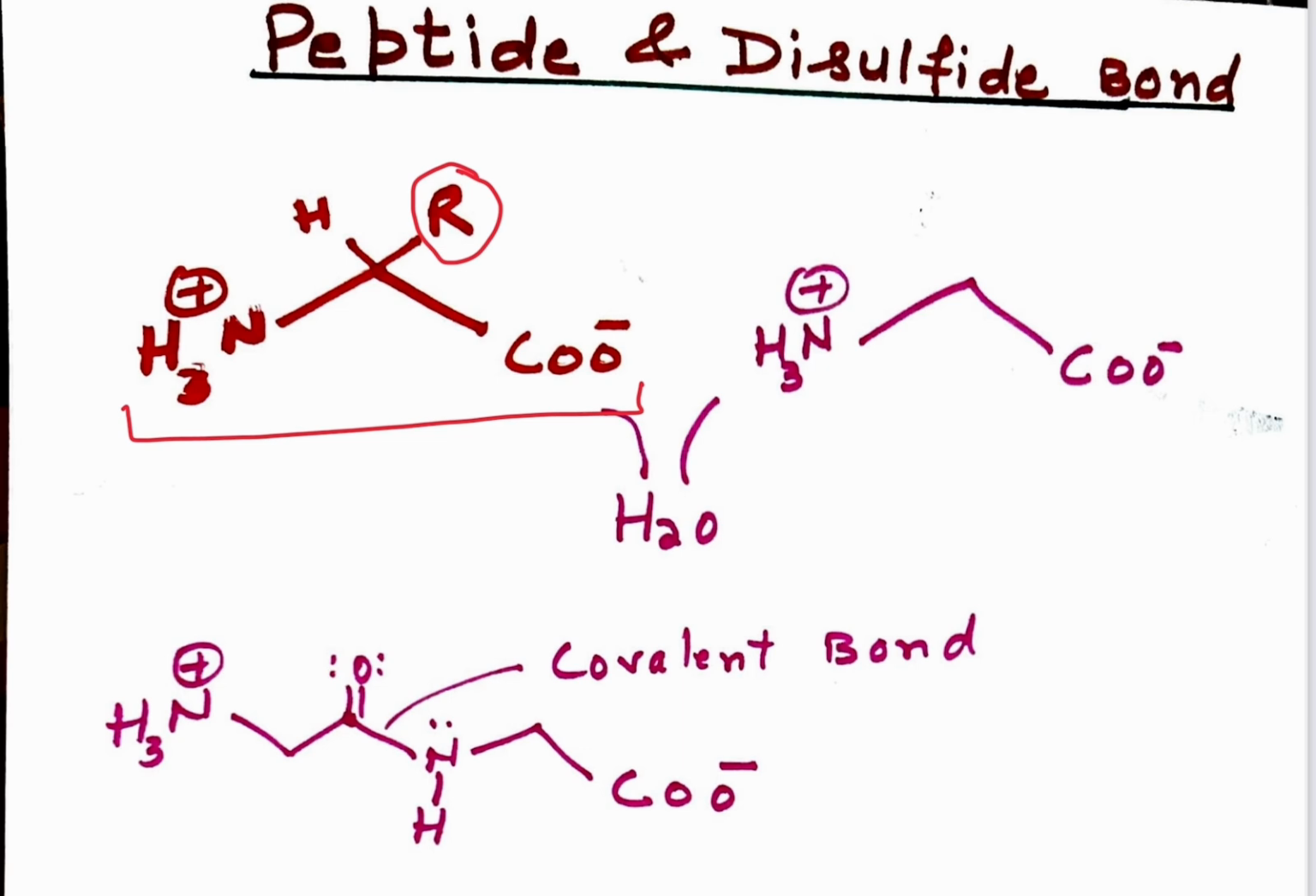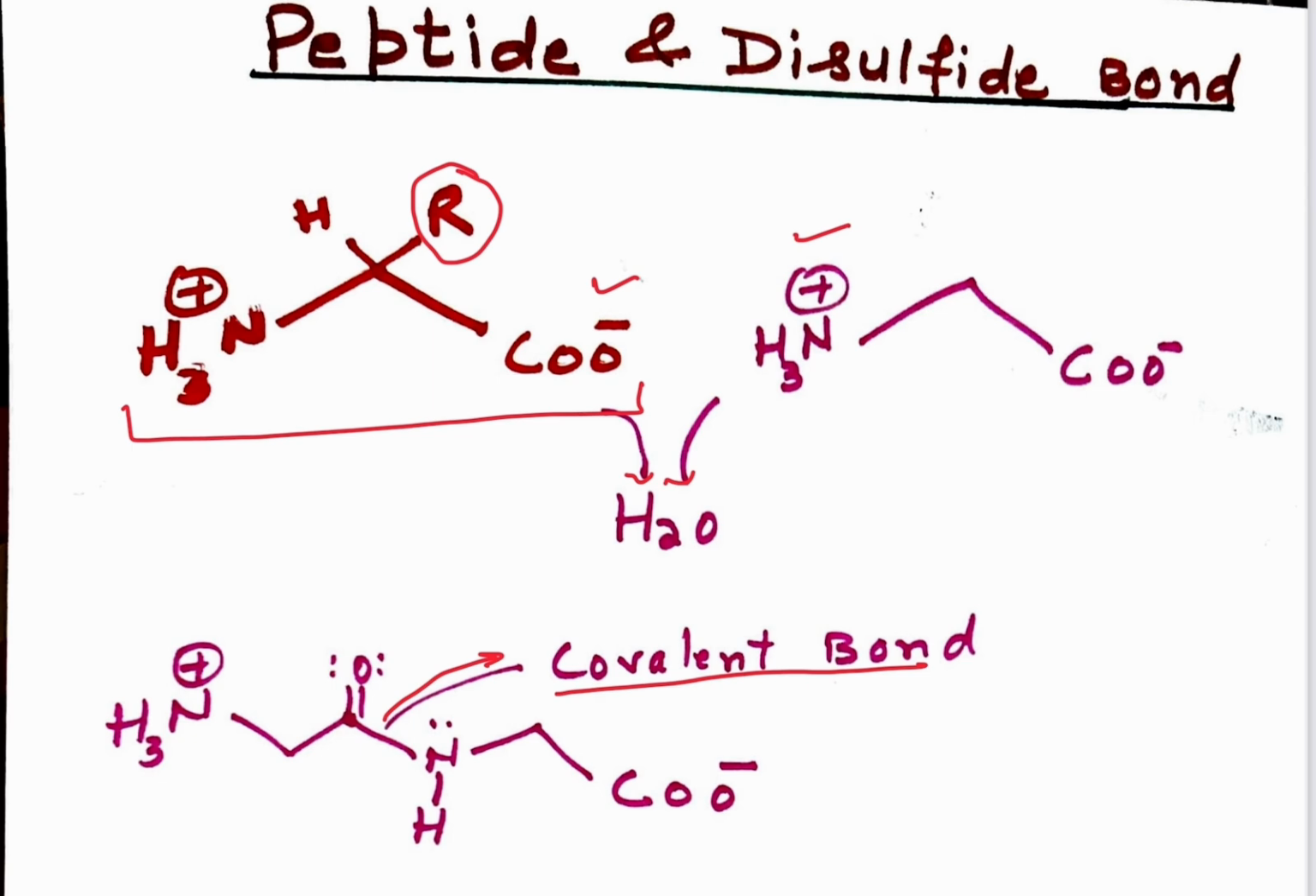But how do amino acids join together to make a protein? The basic reaction is between a carboxyl group and an amino group, and water comes out of it. As a result, this covalent bond forms, which is called a peptide bond. So this is a peptide bond right here. This is how a protein becomes bigger and bigger.